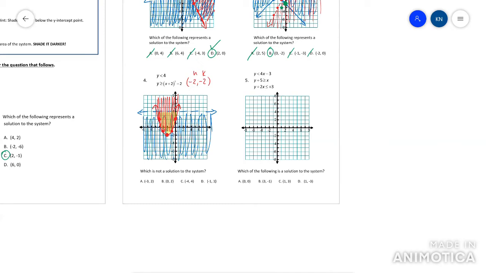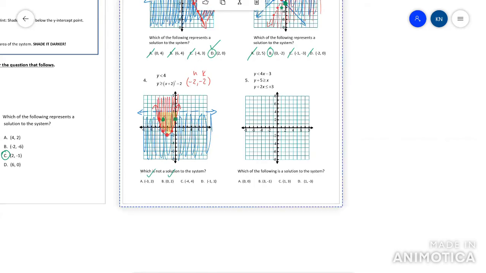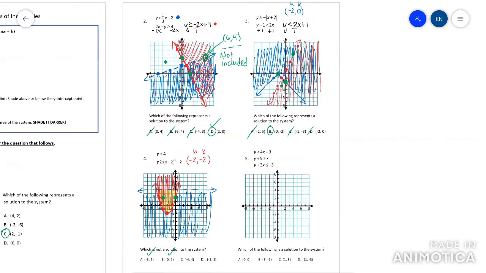So (-3, 2) is right here. That is in the shaded portion. (0, 2) is here. That is in the shaded portion and on a solid line. So that one works as well. I guess it's asking which is not a solution. Well, these two worked. (-4, 4) would be here.